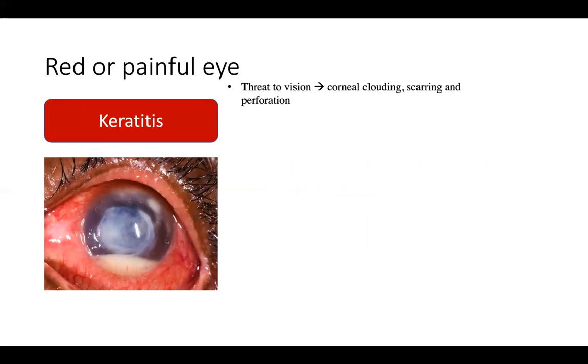Keratitis is a threat to vision because of the risk of corneal clouding, scarring, and perforation. Worldwide, the 2 leading causes of blindness from keratitis are trachoma from chlamydial infection and vitamin A deficiency related to malnutrition. In the United States, contact lenses play a major role in corneal infection and ulceration.